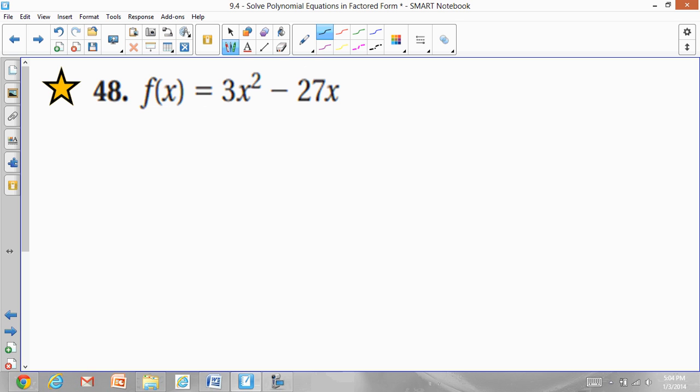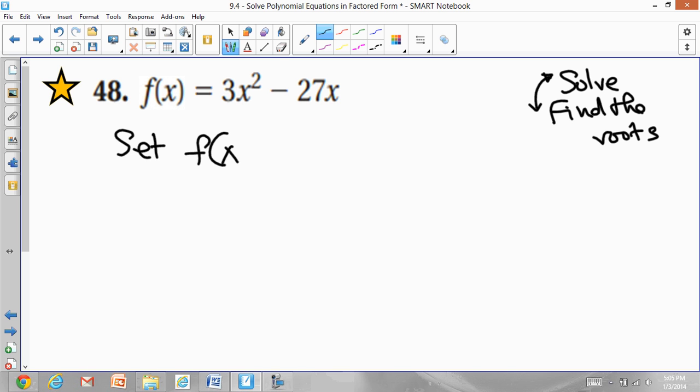Now let's go for 48. 48, they are asking you to solve it. Solve, find the roots. They mean the same. So whether they are saying this or whether they are saying this, they both refer to the same thing. So f of x equals 3x squared minus 27x. So if you want to solve or if you want to find the roots, one side must be equal to a 0. So set f of x to a 0. And also remember from your chapter 1, f of x is the same as your y. So your y, you set it as 0. So now you have 0 is equal to 3x squared minus 27x.